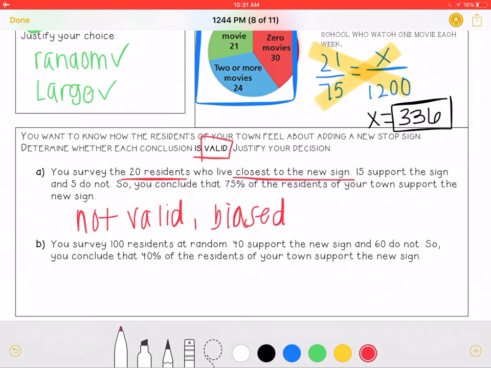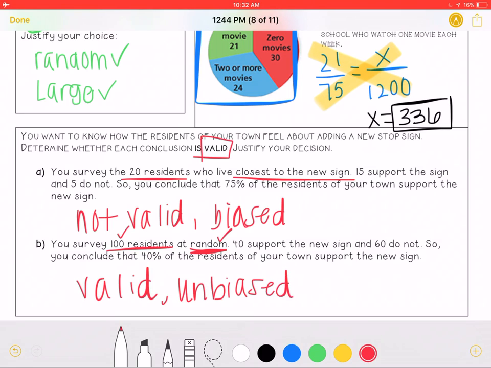How about part B? If they surveyed 100 residents at random, 40 support the new sign and 60 do not. So you conclude that 40% of the residents of your town support the new sign. I would say this is valid because it's a large enough group and it was randomly done. They randomly asked 100 people in the town how they felt about it. So this is an unbiased sample group, meaning it's going to give us valid results.